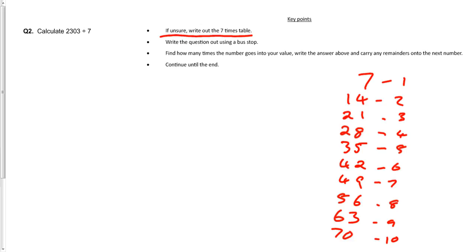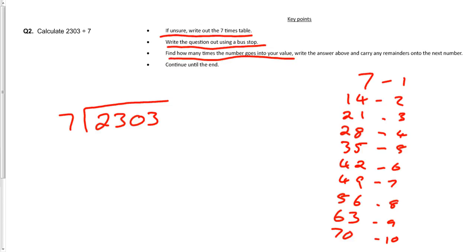Okay, now the next thing you've got to do is write the question out using the bus stop. So I write 2303 and divide them by 7. So now the third point here, find out how many times a number goes into your value. So I want to find out how many times 7 goes into 2. And it doesn't, because 7 is bigger than 2, so we write a 0 above there.